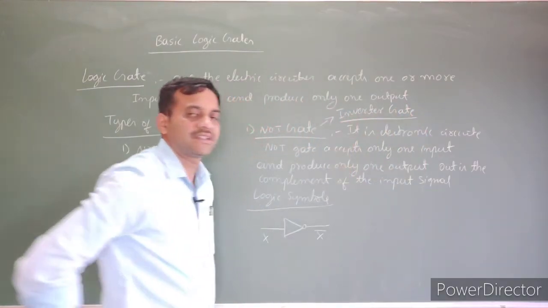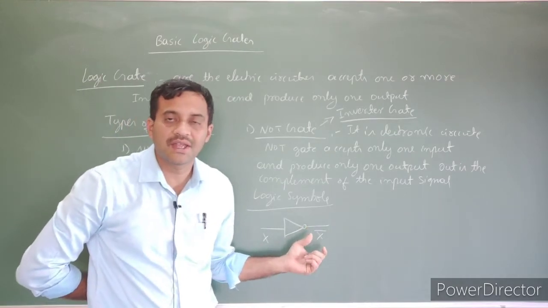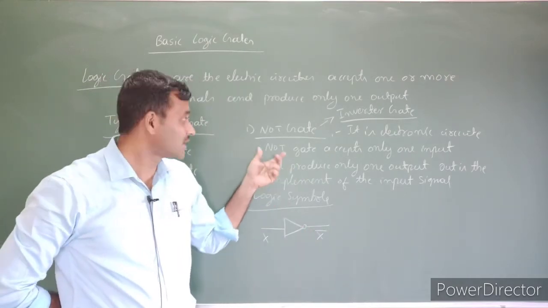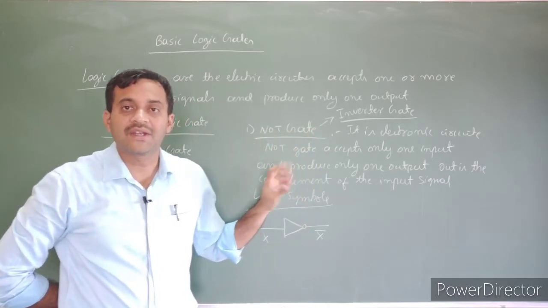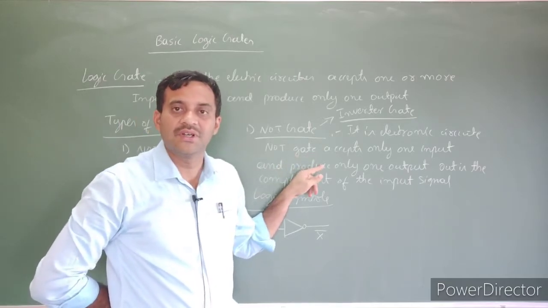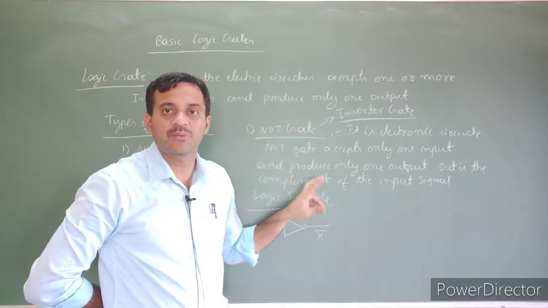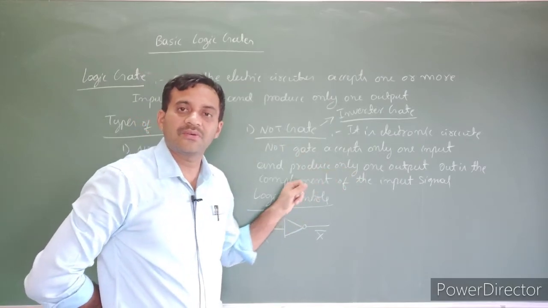In an examination, one more question may be asked: write the logic symbol for inverter gate. NOT gate itself is an inverter gate. It is also called complement gate. What is its nature? It accepts only one input and produces only one output. Then the output is the complement of the input.